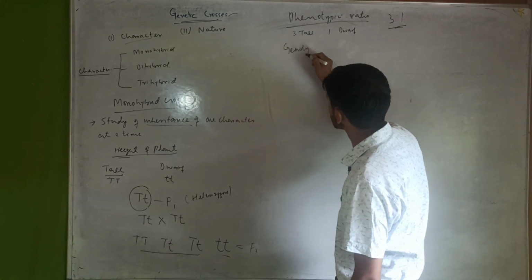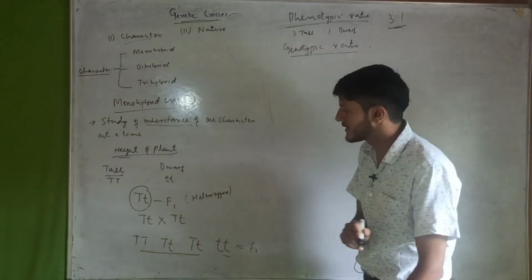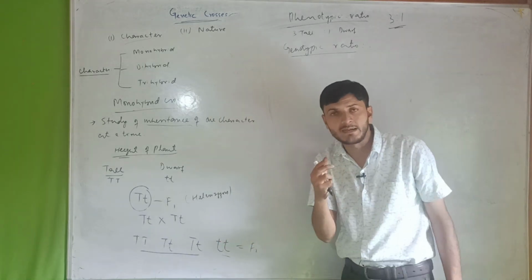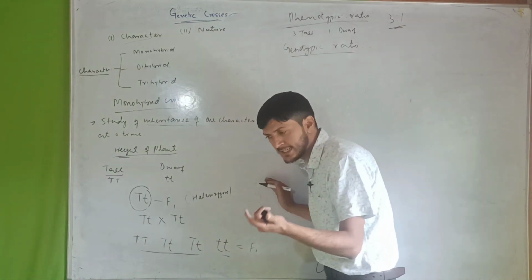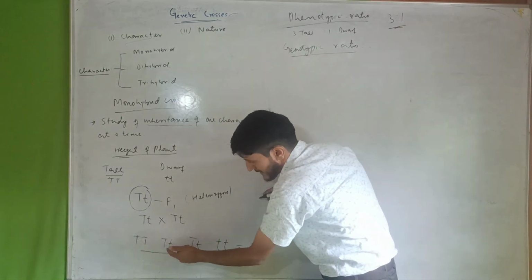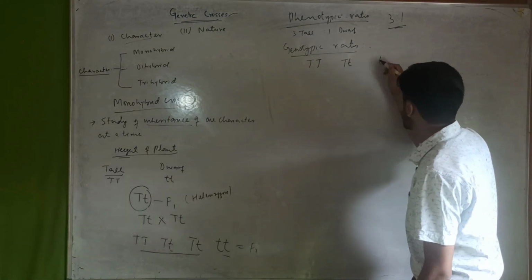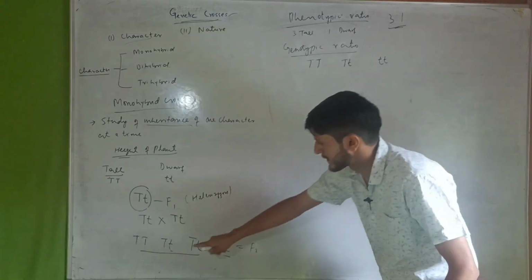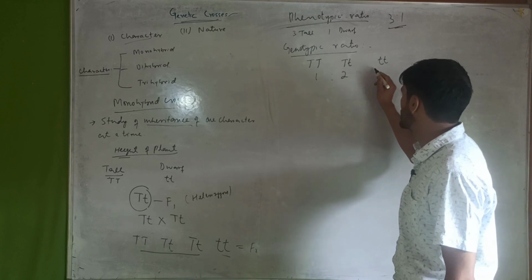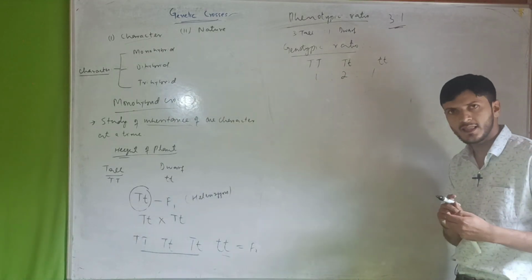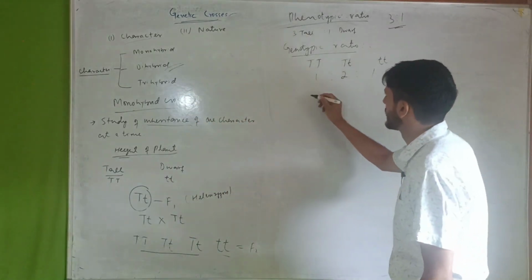Now genotypic ratio for monohybrid cross. We have 3 different types of genotypes. In F2 generation, we got 3 different types of genotypes: capital T capital T, capital T small t, and small t small t. Capital T capital T 1, capital T small t 2, and small t small t 1. So genotypic ratio is 1:2:1. This is all about monohybrid cross. Now we will talk about dihybrid cross.